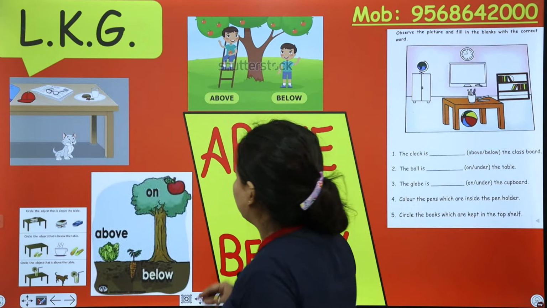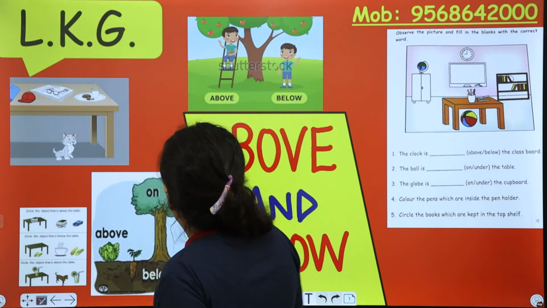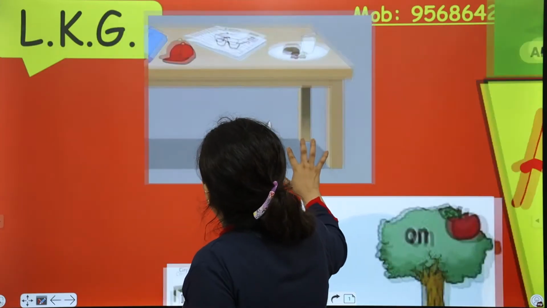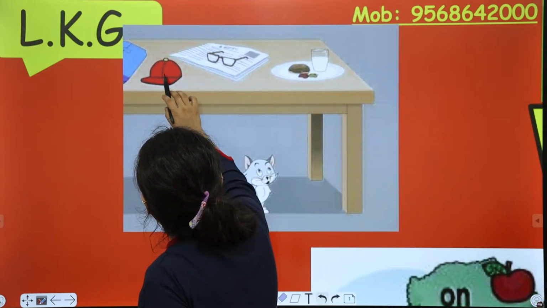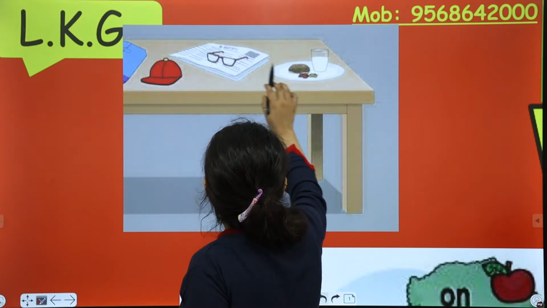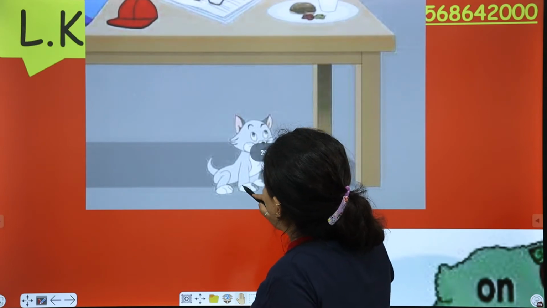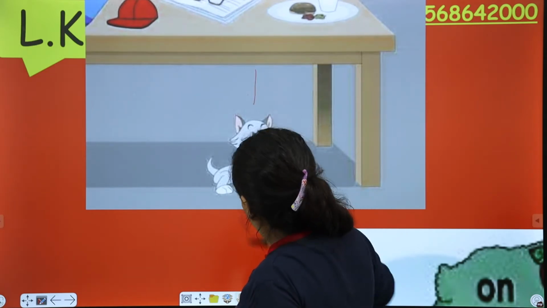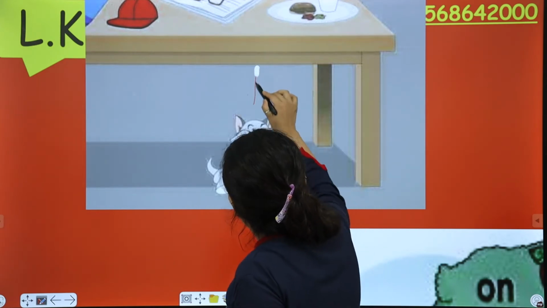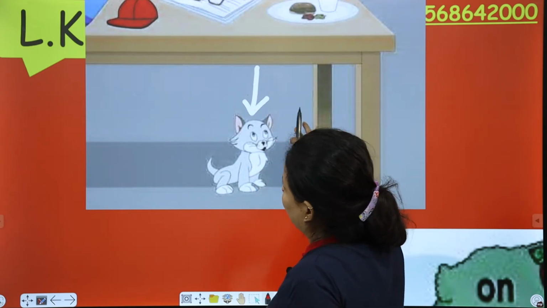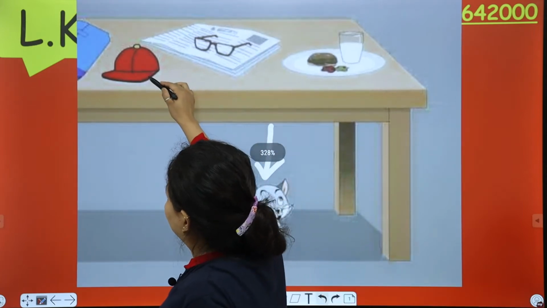Now I will show you some examples. First of all we will start with this picture. So this is a table and here are some objects like cap, newspaper, specs and plate, and this is a cat. So the cat is below the table. The cap is above the table.